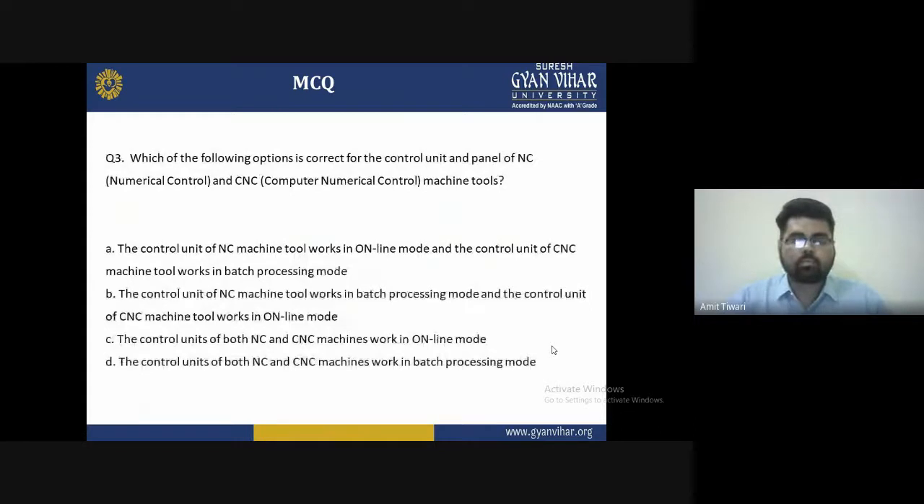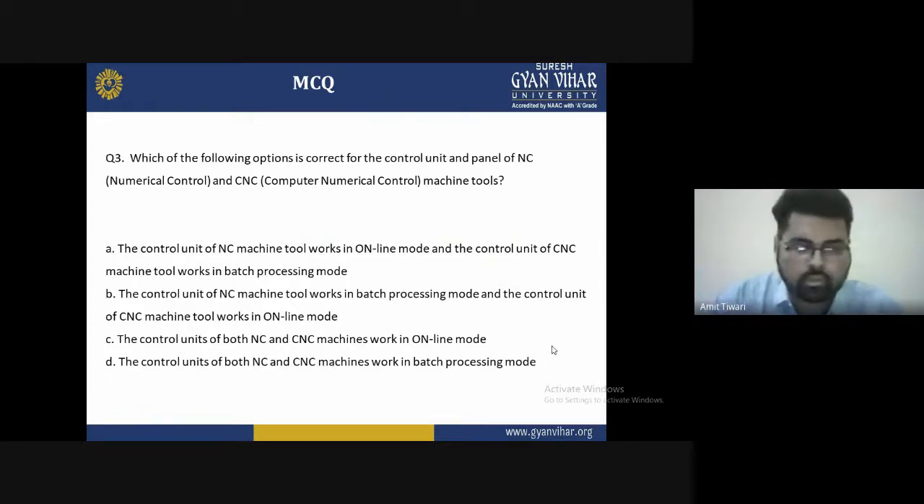Question number 3, which of the following options is correct for the control unit panel of the NC, numerical control, and computer numerical control machine tool? Option A, the control unit of a numerical control machine tool works in batch mode, and the control unit of the CNC works in batch production.